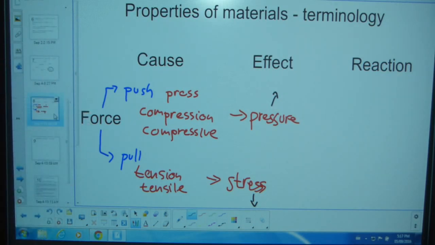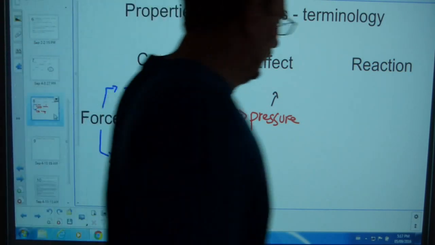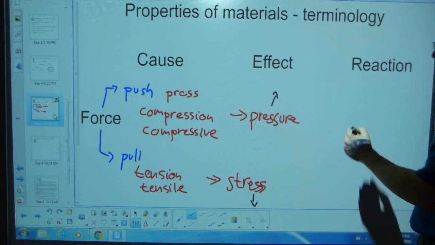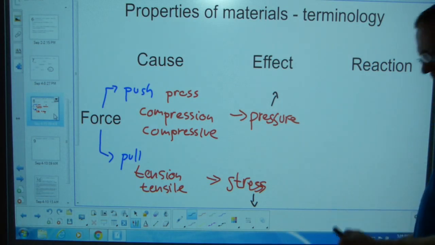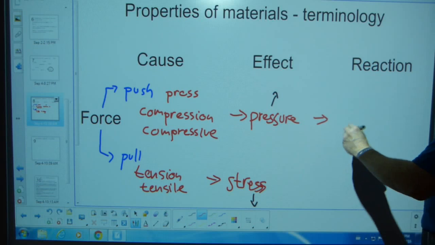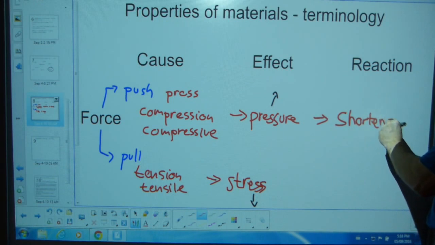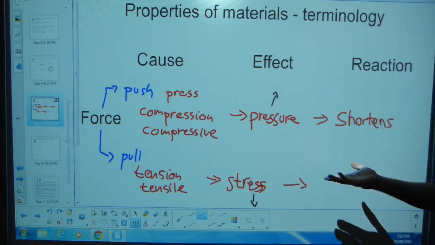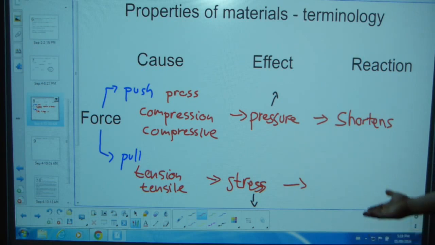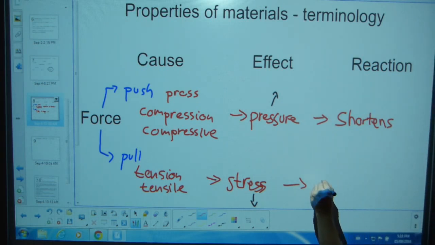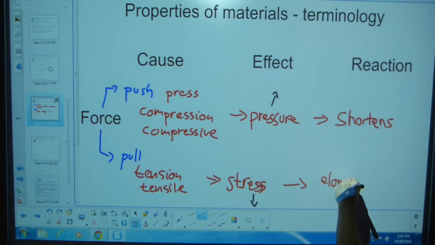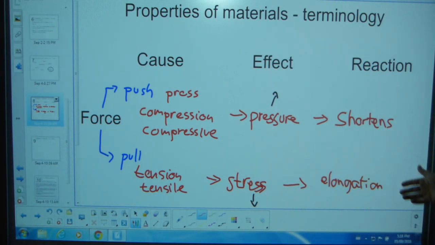So force drives everything, and the material's reaction as it's being under pressure is that, I'll just go to red, it shortens or it stretches. But instead of stretches, another Latin word is used here, elongates. So I'm going to write that one here, elongation. Yeah, shortening and elongation. It shortens and it elongates. You get the idea.